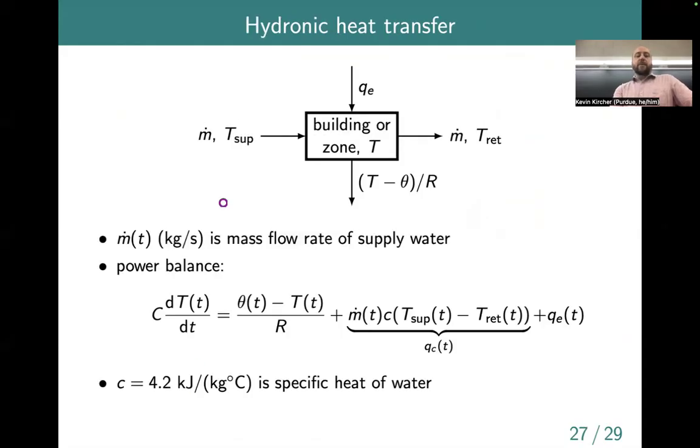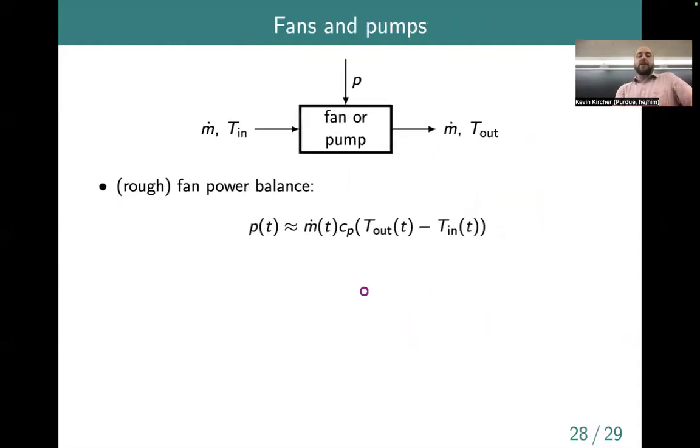Okay, and then in addition to the heat transfer term that should show up in the RC model, we might also want to know how much energy our pump or our fan is going to be using for pushing around the heat delivery medium, the working fluid. So for a fan, we can do a power balance on the fan. If it's operating in steady state, it pulls in a given mass flow rate m dot, and it pushes out the same mass flow rate.